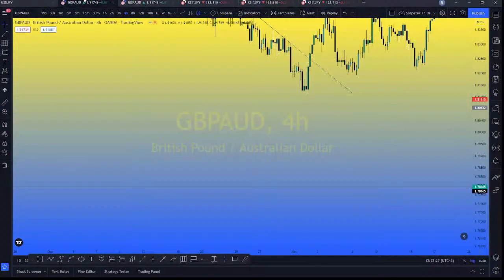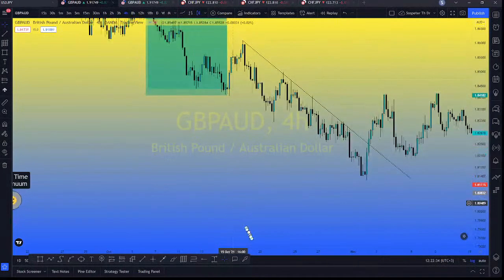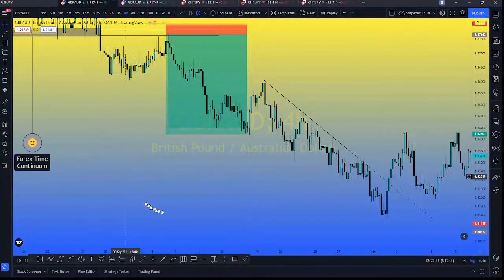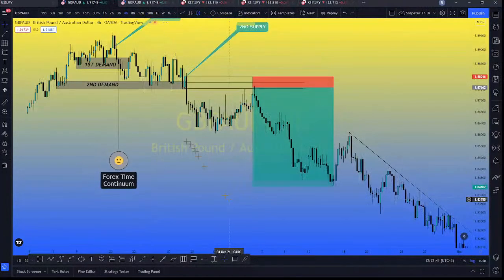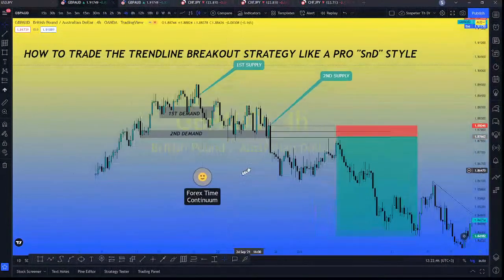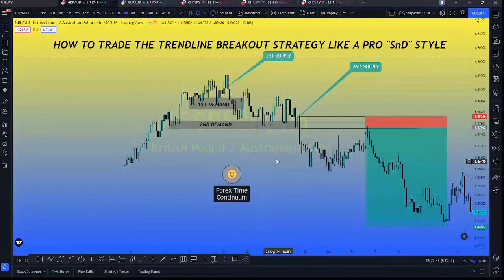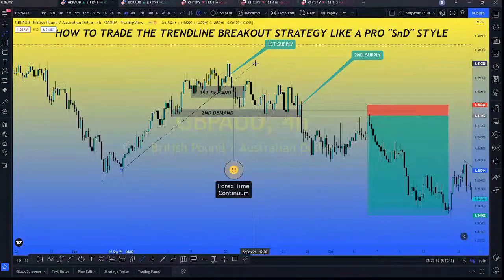So GBPAUD, this one usually presents a lot of this setup. And there was a time I told you guys to find out why I love CHFJPY. Now this is the reason why I love CJ, because this setup presents so much.